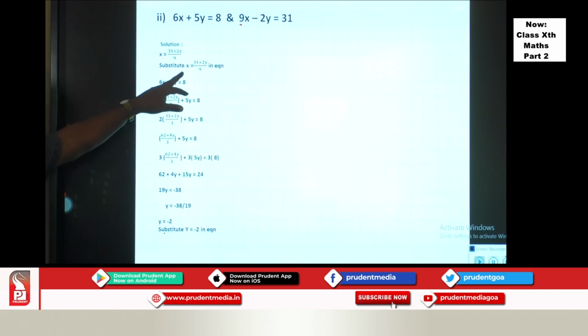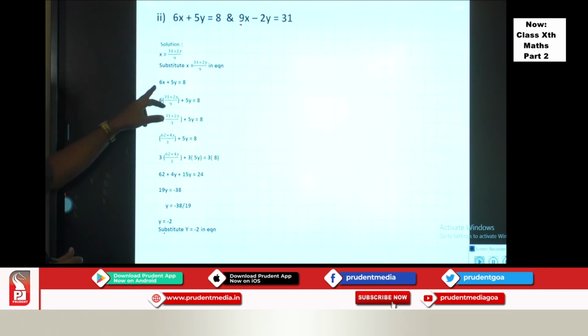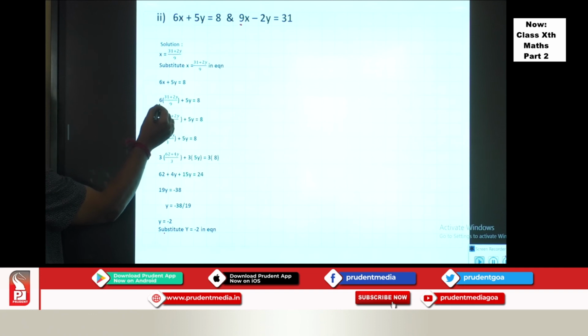Now that value I am substituting in the first equation. I repeat once again that we cannot substitute that same value in the same equation. So whatever equation we are taking, that value we have to substitute in the second equation. So I am taking the first equation now, 6x plus 5y is equal to 8. Now the value of x is 31 plus 2y upon 9. Now look here, the 6 and 9, they are divisible, both are divisible by 3. So I am dividing them.